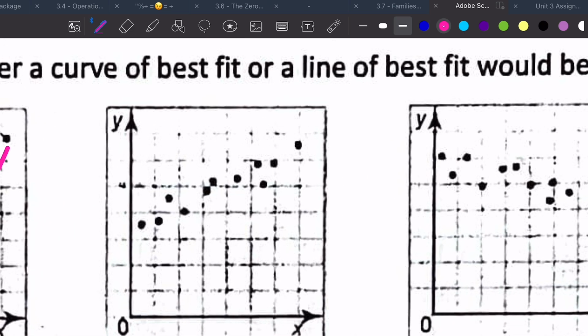What would I draw for this one? A curve, a line? What do we think? I think a line too. I'll go straight through. Yeah.